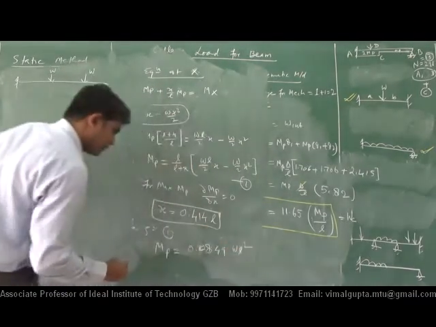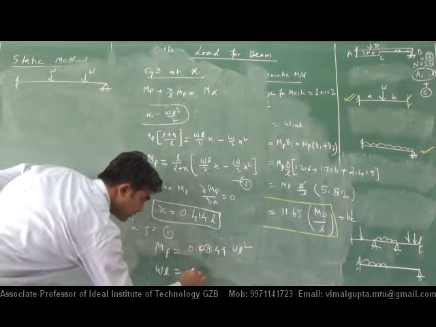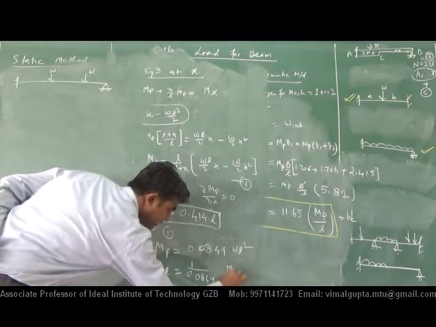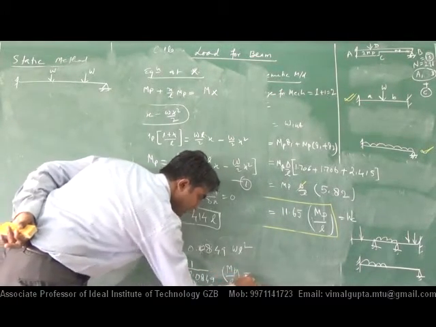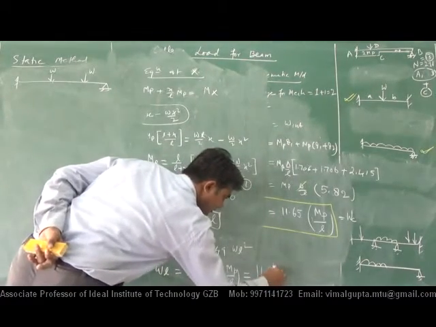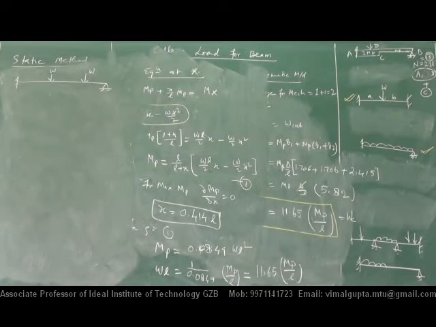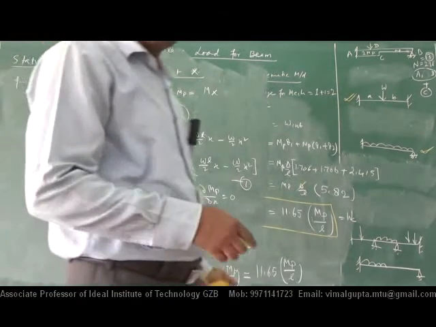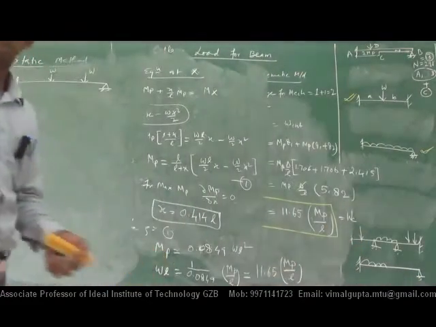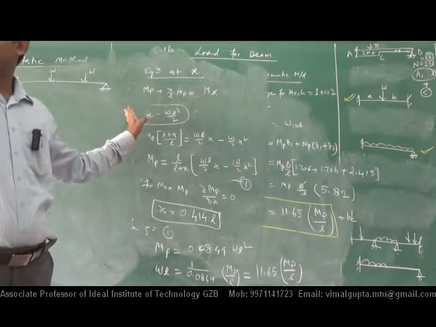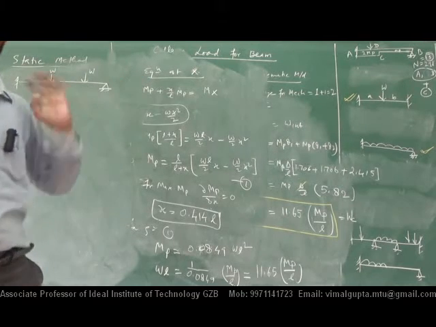WL square. Okay, so what is the value of WL? 1 by 0.0849 MP by L. So is it 11.65 MP by L? Tell me. Is it same? Is it same or different? है ना? Okay. So this is the procedure if you are calculating with static method.